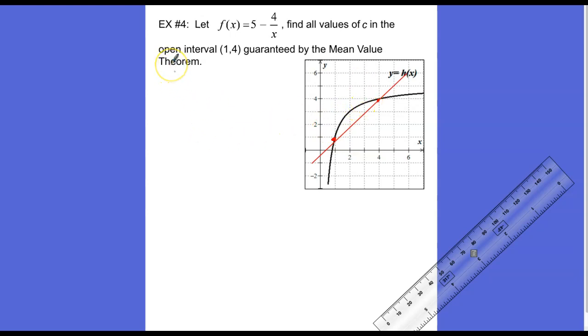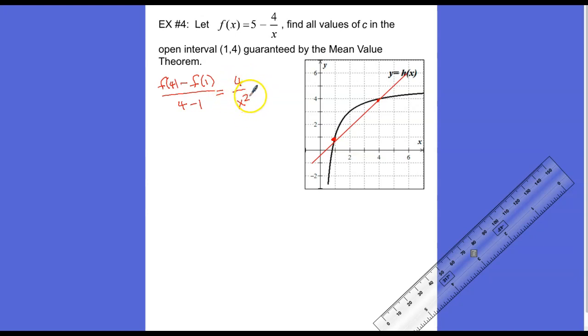So let's see what we can find. We're going to begin with average rate of change. f of 4 minus f of 1 divided by 4 minus 1 is equal to, so average rate of change is equal to the instantaneous rate of change. That's going to be the derivative of this function. Well, this is 5 minus 4x to the negative 1. If we take the derivative, the 5 goes away. Negative 1 times negative 4 is positive 4 over x squared, or 4x to the negative 2. So we get 4 over x squared as our derivative.